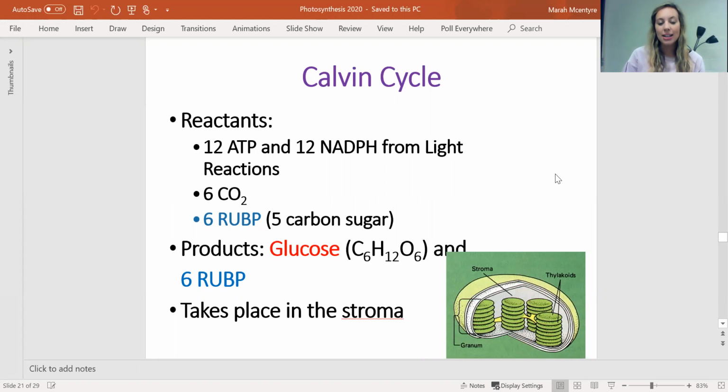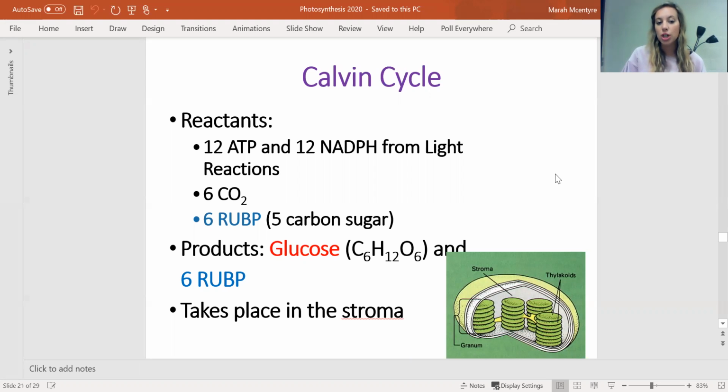All right, so let's start out with our reactants. Remember that reactants are always the things that are on the left side of the equation. For this, we have our 12 ATP and our 12 NADPH that were made during the light reactions. So we definitely need those. And then we have our 6 carbon dioxides and our 6 RuBP. It's super important to remember how many carbons each of these molecules has, because otherwise it's hard to do the math and make sense of all of this. When we know that we have 6 RuBPs and each of those is 5 carbons, we know that we have a total of 30 carbons. And that'll come into play in just a little bit.